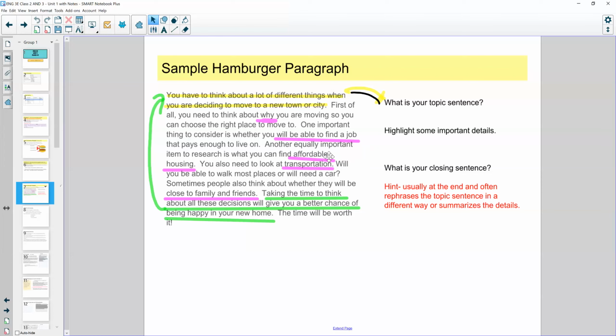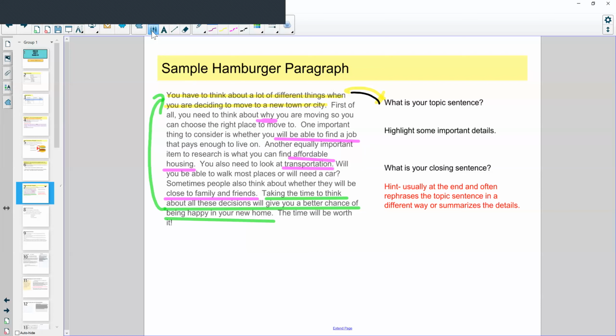So you can see here, this is really my rough copy. I've made a few mistakes. As you read it, sometimes it becomes more noticeable. I'm going to kind of change it in red. Another equally important item to research is weather. I'm going to cross that off and over here write the word weather. Can I do it over here?